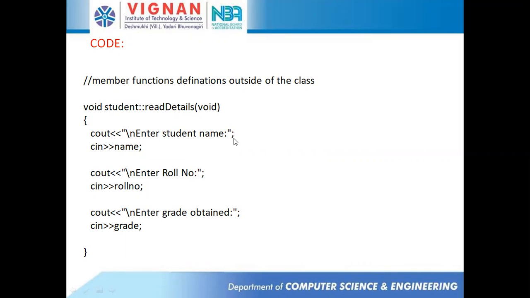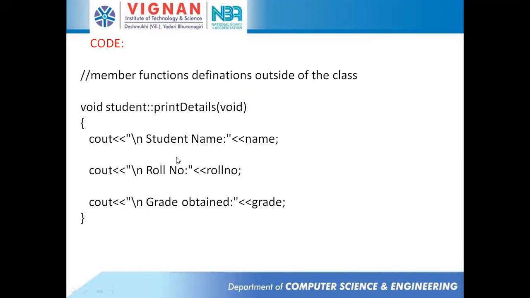First, you have to enter the student name. It is an output statement, and then you enter some name, which will be taken by the cin statement and stored in the variable name. Then enter the roll number, which will read the roll number you entered. Next, enter the grade obtained. So all of these will be taken from the user and stored in the variables name, roll number, and grade.